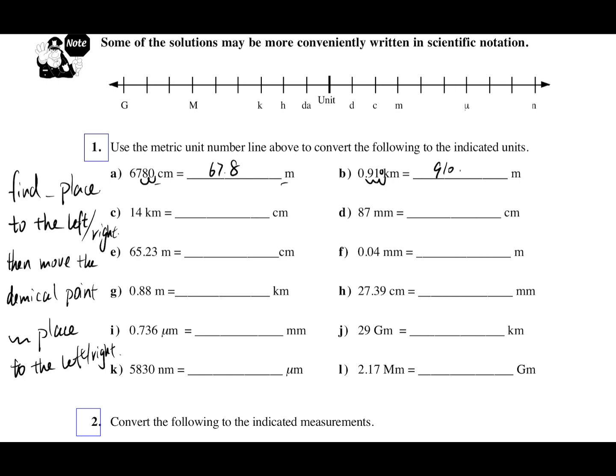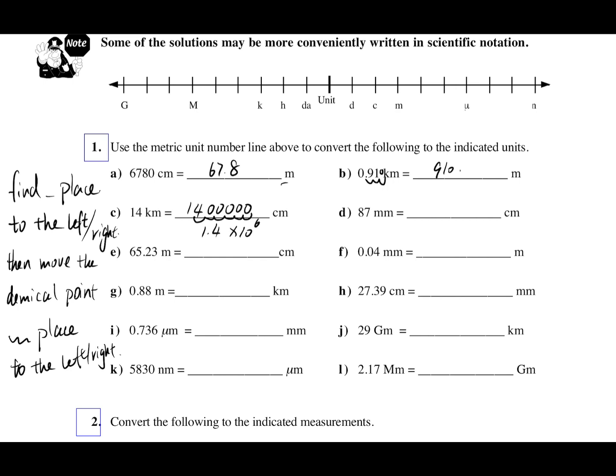C is kilo to centi, so it's 1, 2, 3, 4, 5, and the decimal point is here. So the decimal point is here, and we can write this out. Then we can write it in scientific notation. This is easy. We just move our point 1, 2, 3, 4, 5, 6, so it's 1.4 times 10 raised to the power of 6.